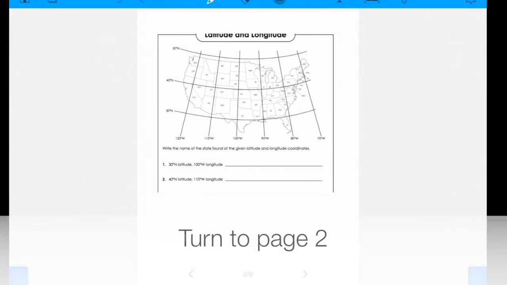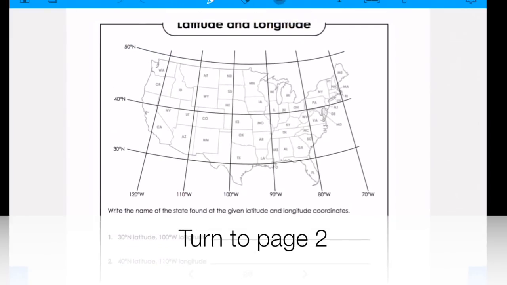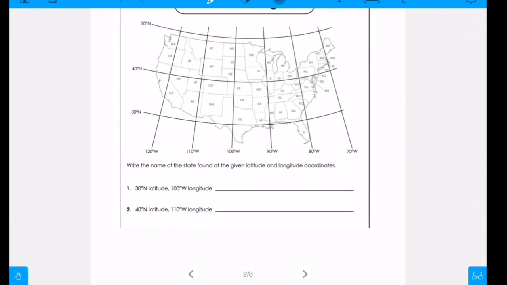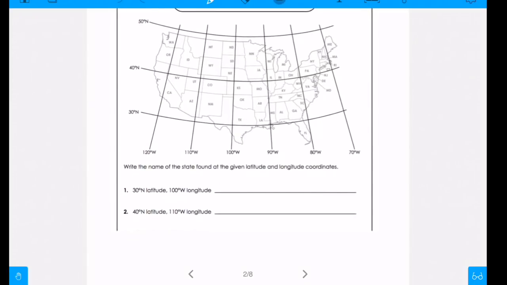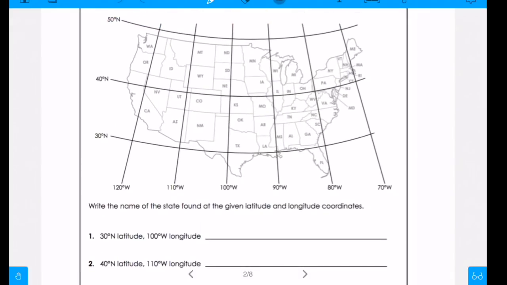We are now going to look at your second page. For your second page, we're looking at latitude and longitude of states. So it really just wants to know where the lines intersect. What state is that?